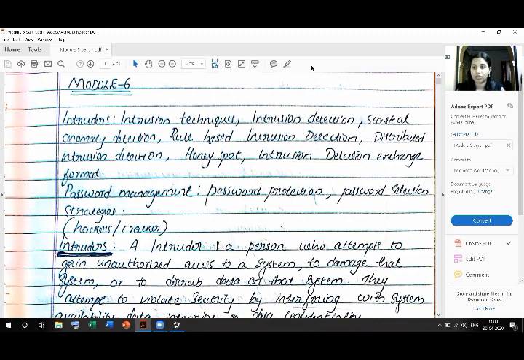So first of all, we have to discuss intruders. An intruder means an attacker or a hacker.